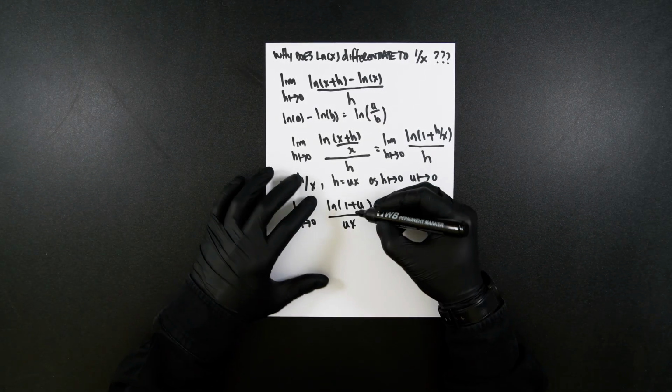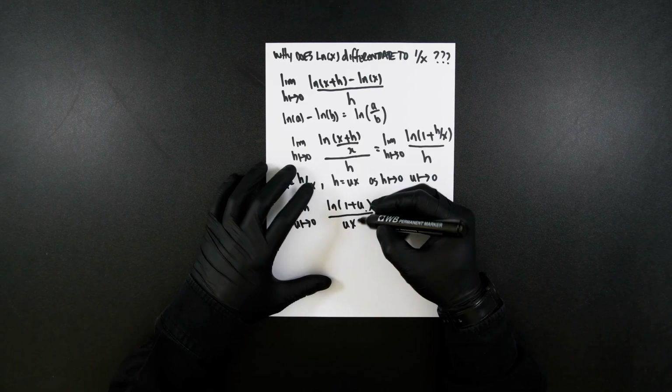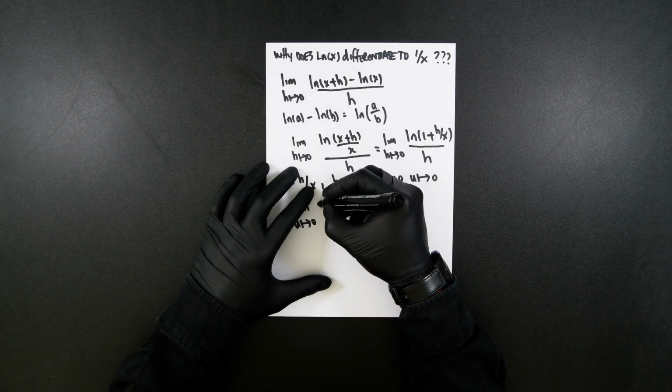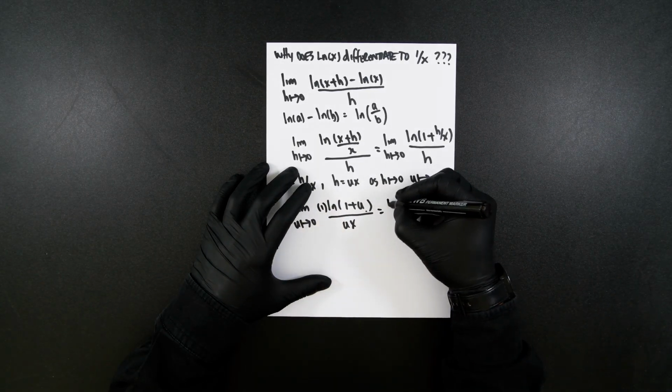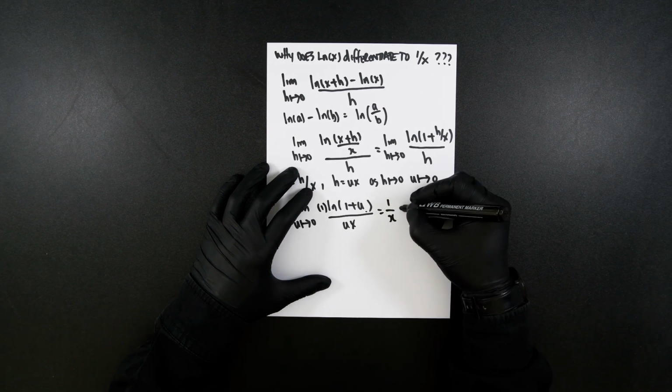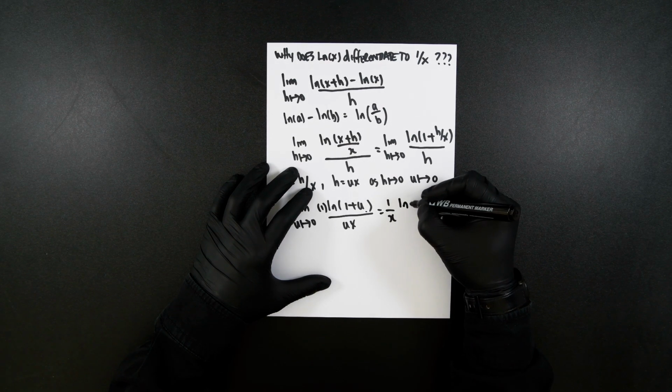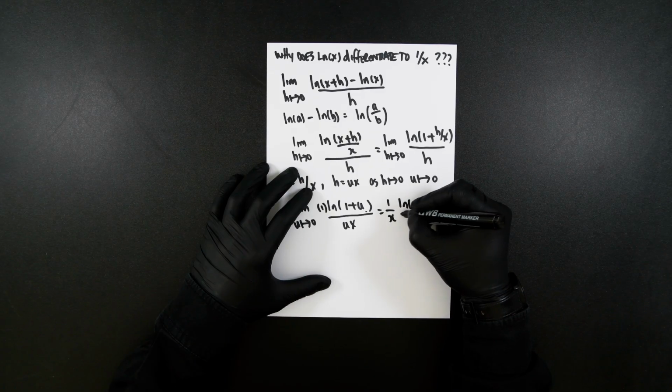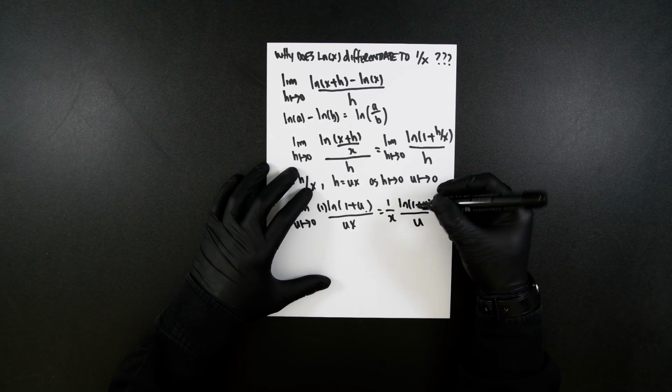So we can now pull out this 1 over x term. If you think about it, there is a hidden 1 here. So this would come out, and you would have ln(1 plus u) all over u.